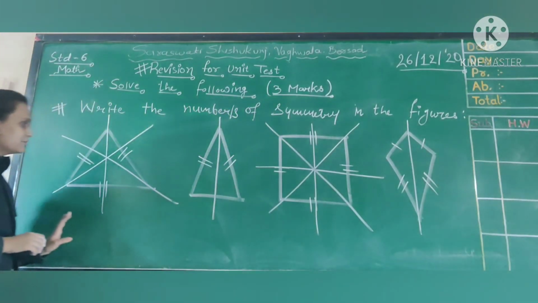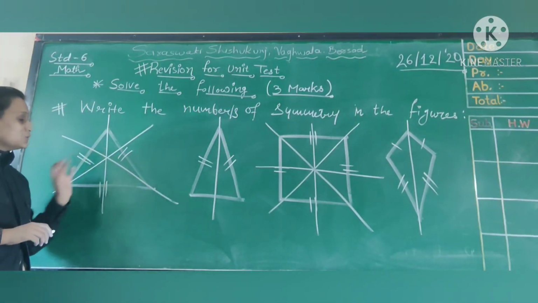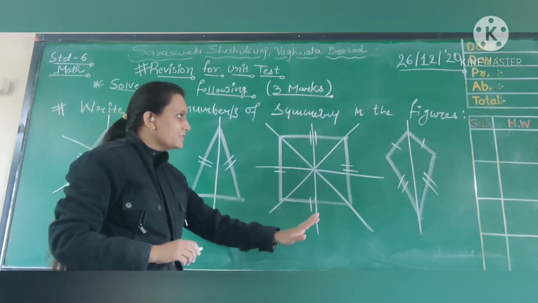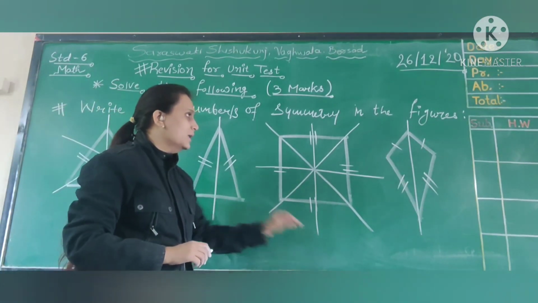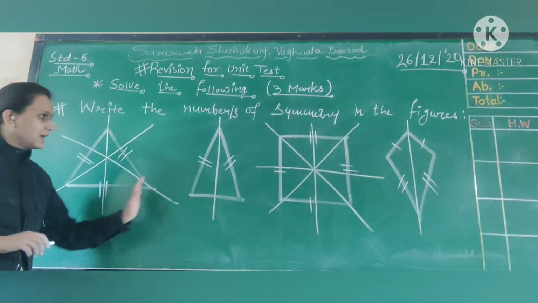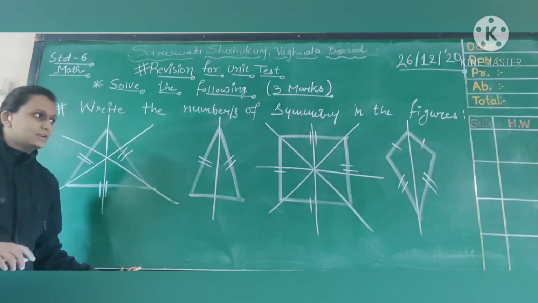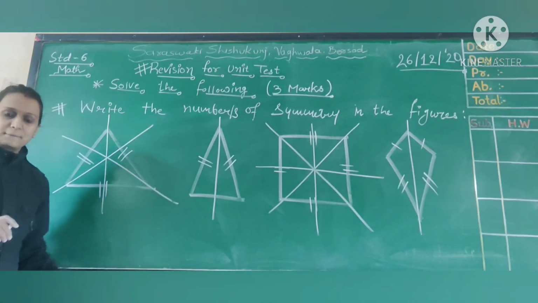So see here, we have been given four different shapes. We identified the equal sides, and after deciding which sides are equal, we drew the lines of symmetry. In this way you can identify and draw lines of symmetry.